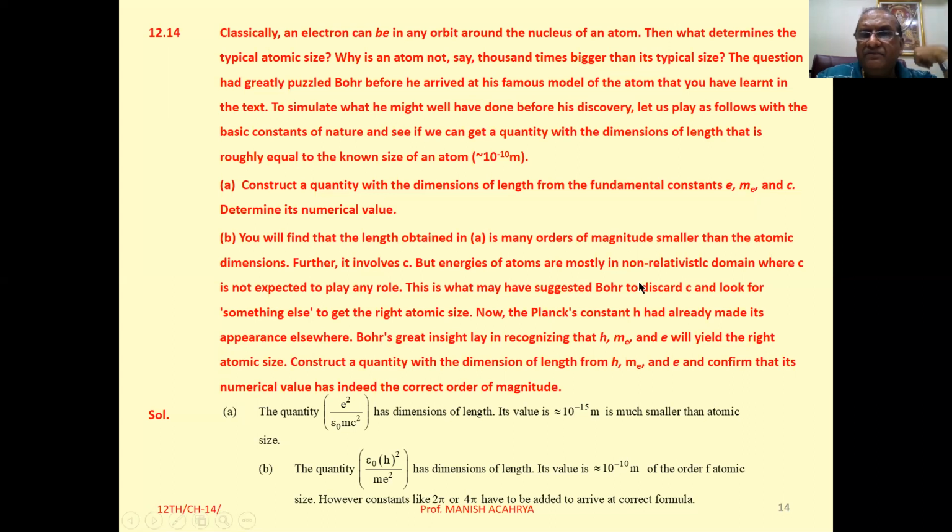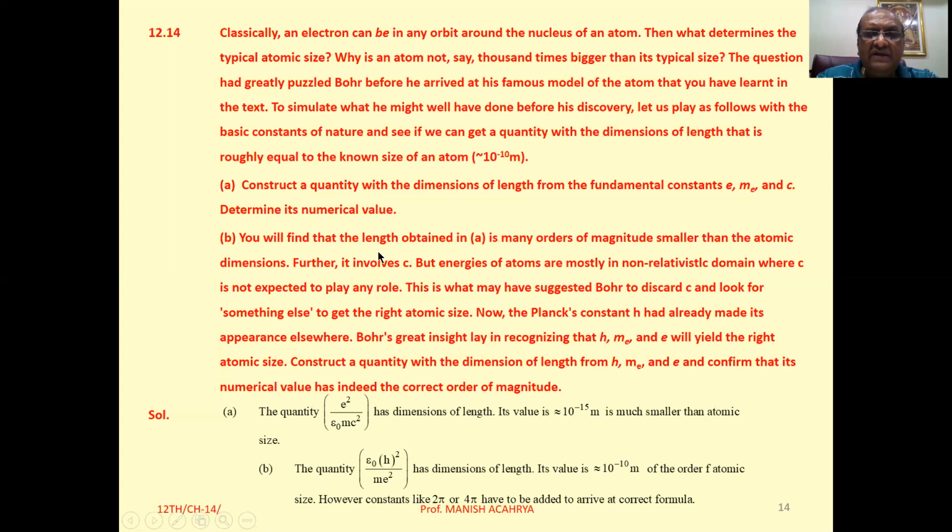Then by the equation e squared upon epsilon 0 m c squared, for this combination of four constants e, epsilon 0, m and c, you will get the dimensions of length. In this manner, when we take the combination of these four constants and substitute their values, the numerical value of this combination comes to about 10 raised to minus 15 meter. That is very small compared to the size of an atom.